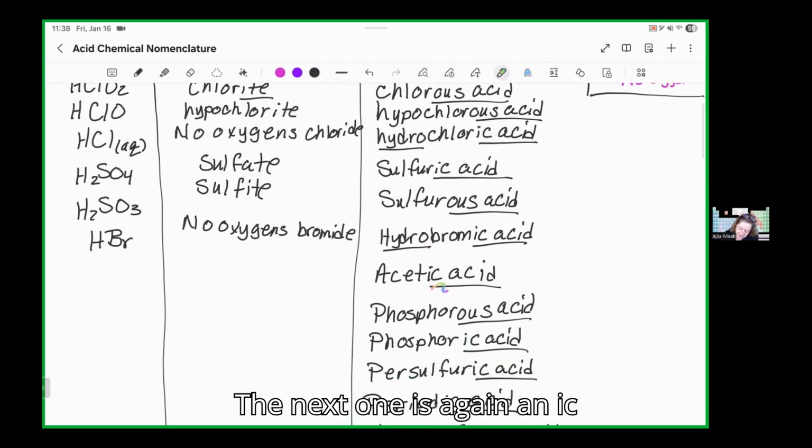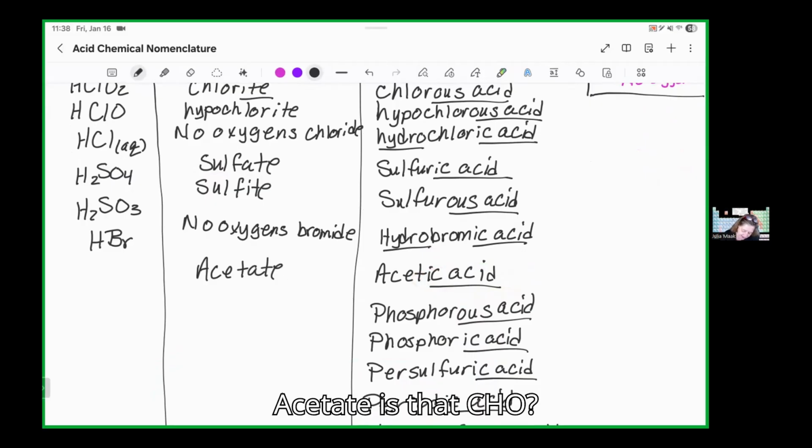The next one is again an -ic acid. So it came from acetic acid, was from acetate. Acetate is that CH3CO2, and it's a -1, so it needs 1 hydrogen to make it equal 0.